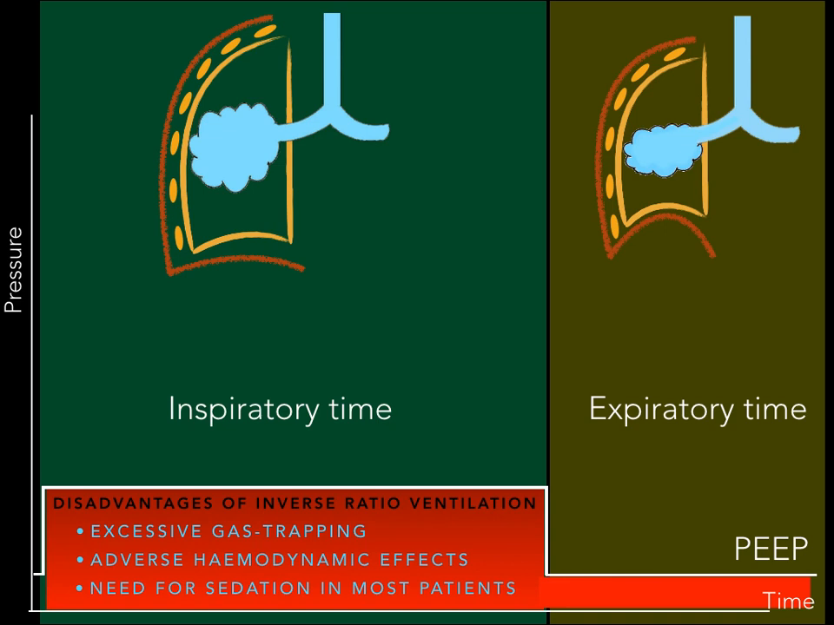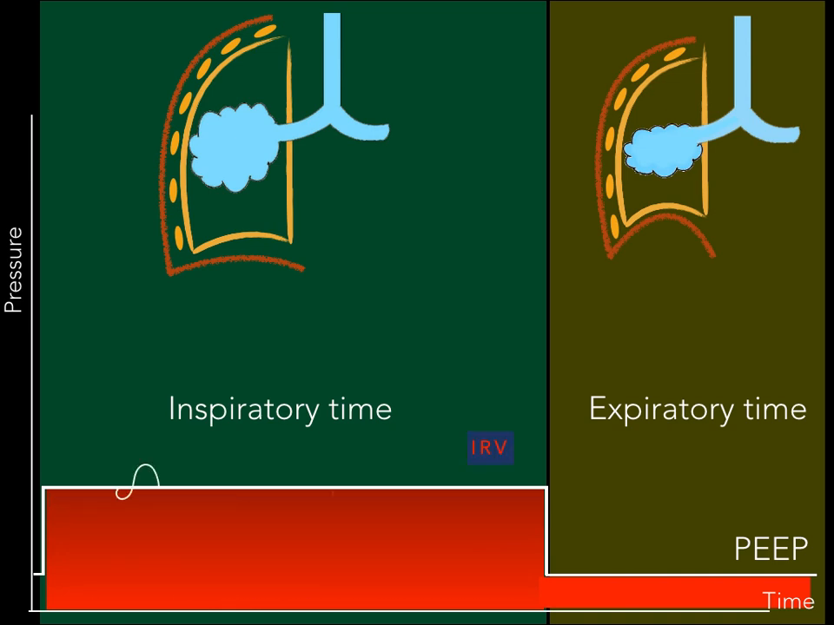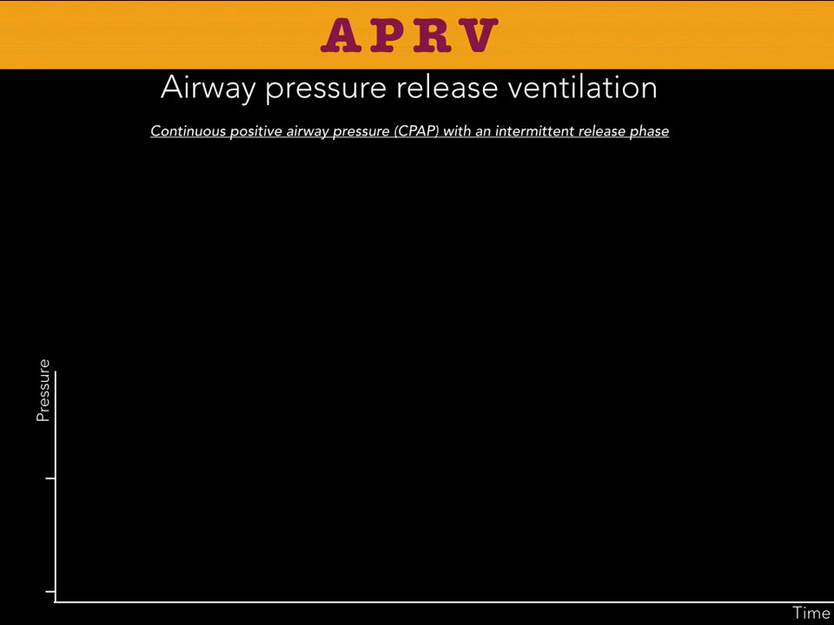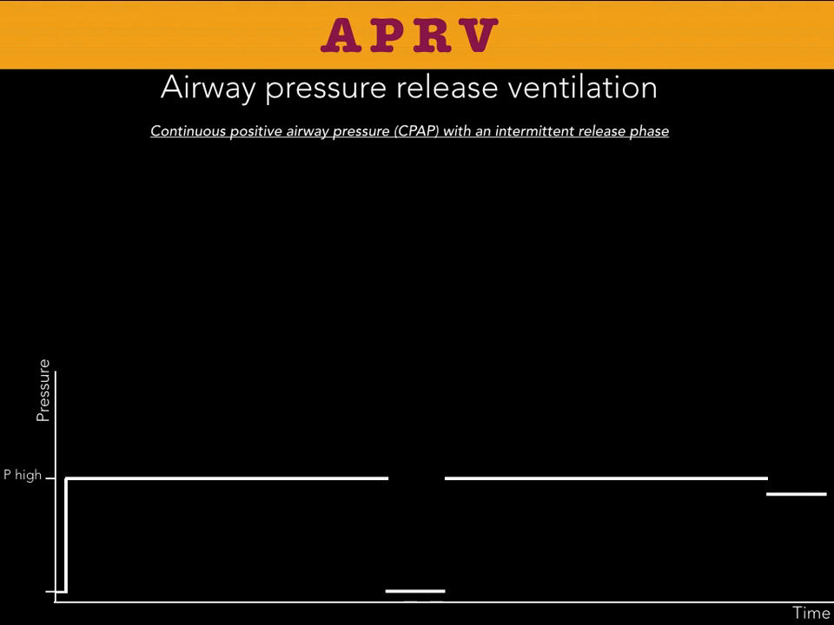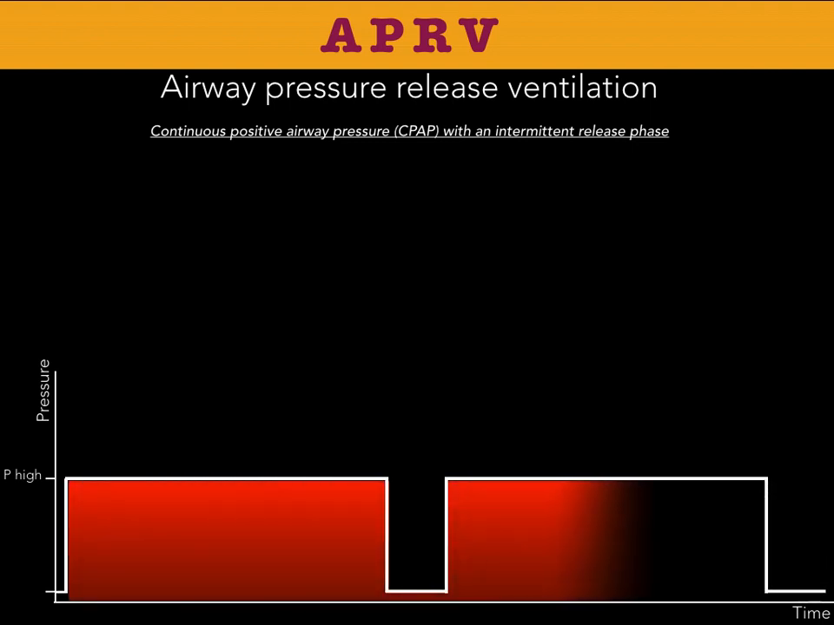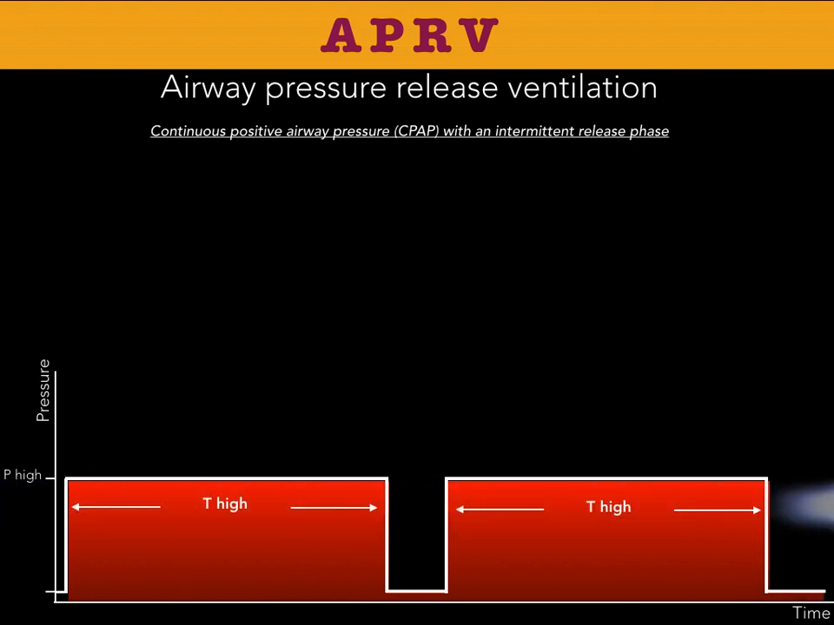Some inverse ratio ventilation modes, like APRV, allow spontaneous unassisted breaths throughout the respiratory cycle. Airway pressure release ventilation is a continuous positive airway pressure with an intermittent release phase. The application of CPAP for a prolonged time maintains adequate lung volume and alveolar recruitment.